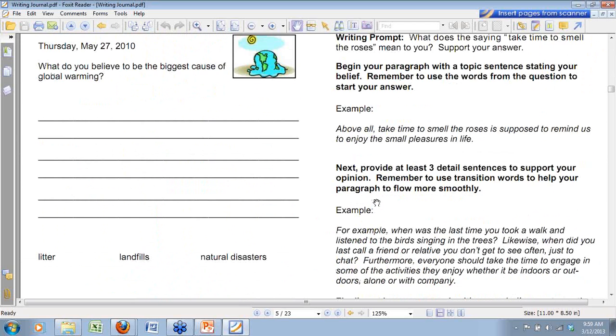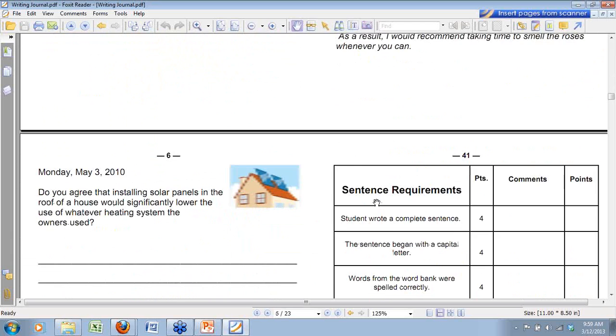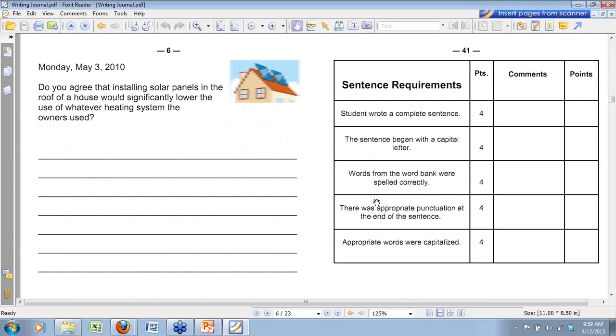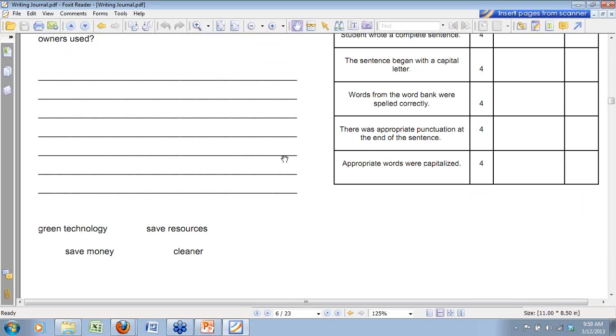but if you cruise down, the different program areas have made different prompts that are more specific to, say, construction or automotive. And they've also included employability skills, and notice that sometimes they have key vocabulary. So this one is about, do you agree about installing solar panels on a roof of a house? Would it lower the heating system costs? So it's an opportunity for teachers, and teachers individualize these for their program areas, but they're all doing this in a very sort of formalized way.